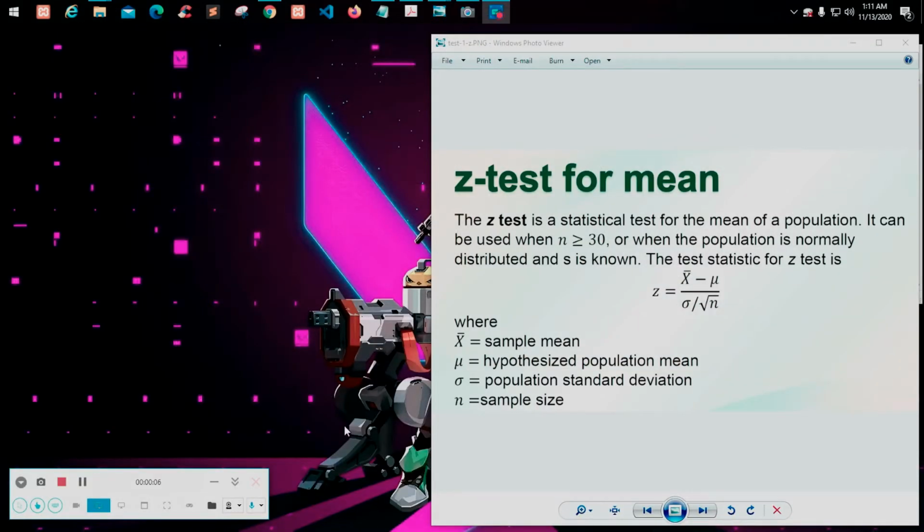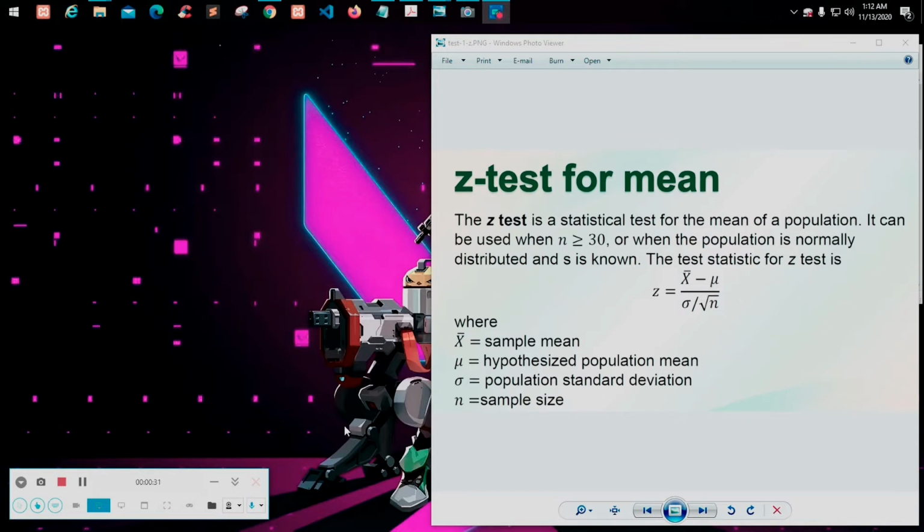So z-test is a statistical test for the mean of a population. So it can be used when n is greater than or equal to 30. So best advisable siya to use when your n or sample size is greater than or equal to 30. And we assume that the population is normally distributed. And we have the population standard deviation, which is known to us.